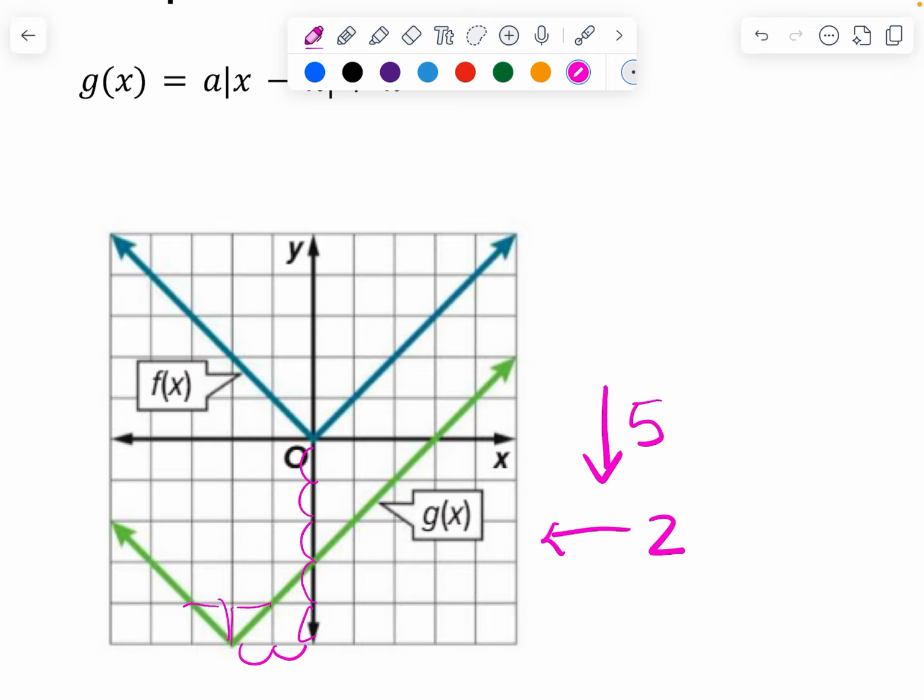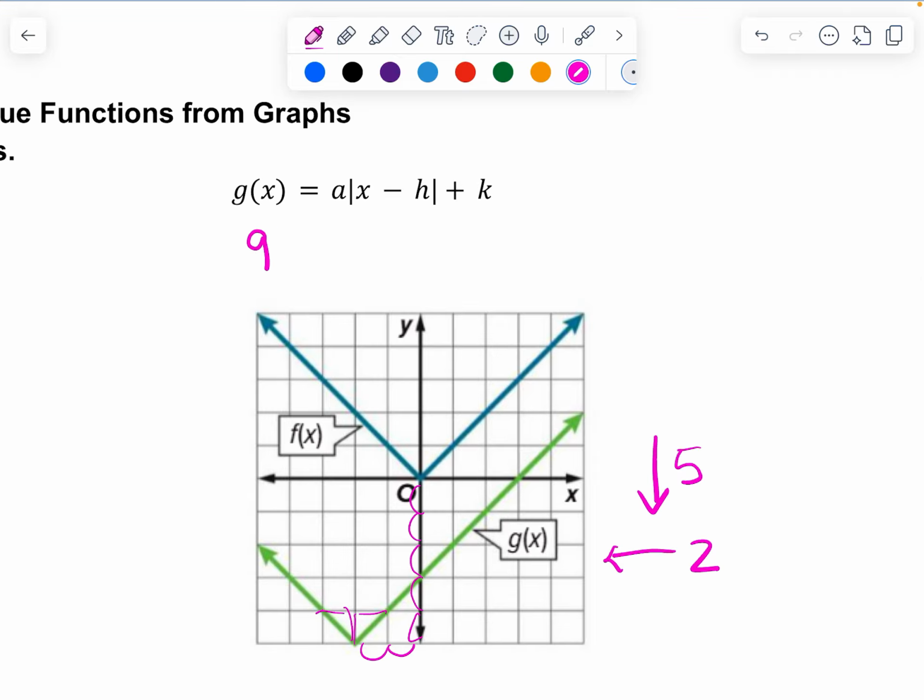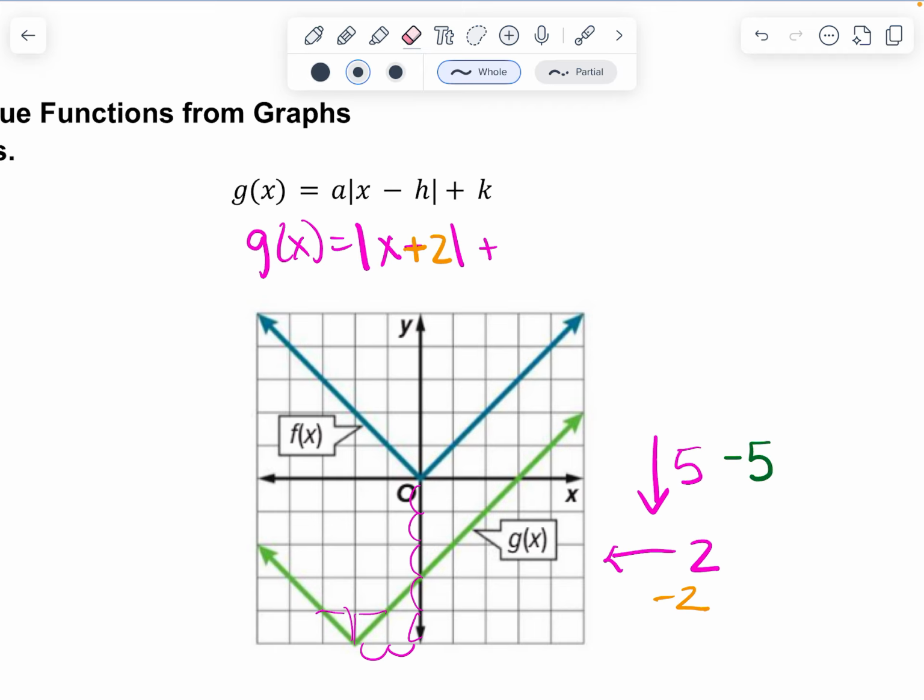Okay. So now I just put it into this form. g of x. The a value is the same, my slope's the same. So I put my x minus and I put a plus. It says I went to the left, so that's -2. So 2 negative would make that into a plus sign. And then for 5, going down is negative, so this should be -5.